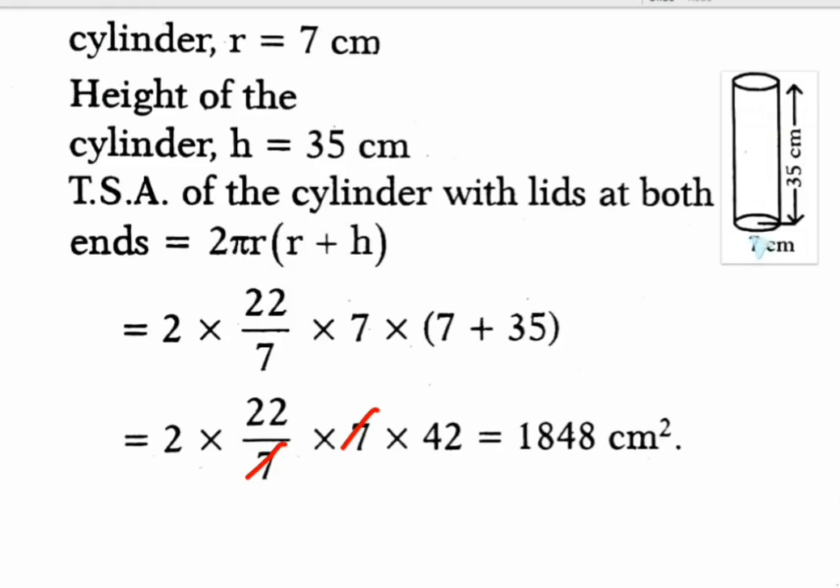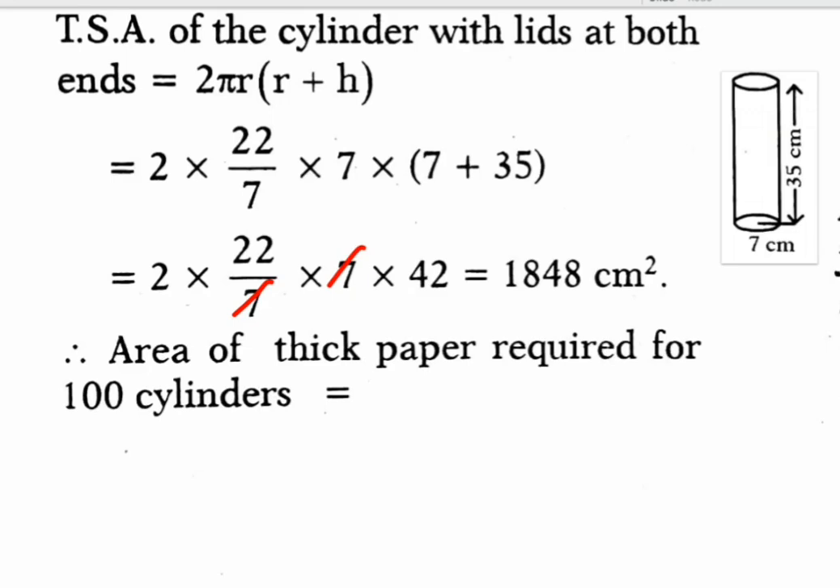One cylinder is equal to 1848 centimeters square, but we need 100 such cylinders. 100 into 1848. Area of thick paper required for 100 cylinders is equal to 100 into 1848, since one cylinder's area is 1848.